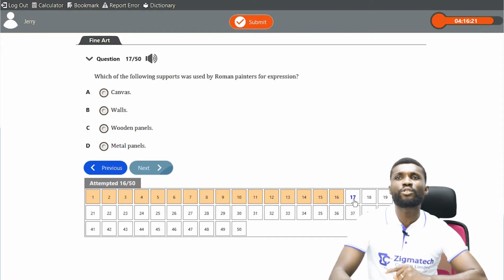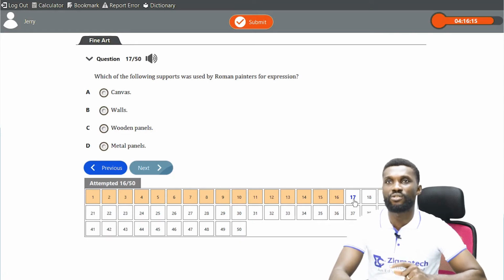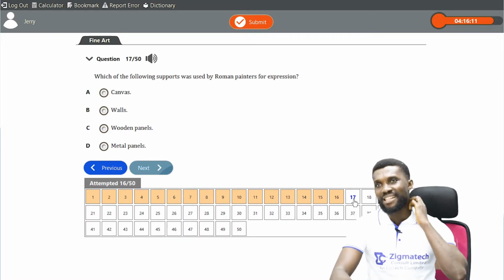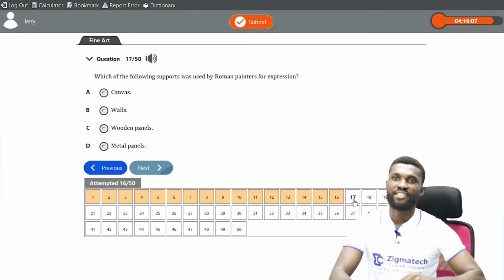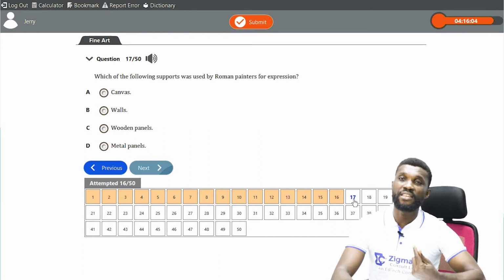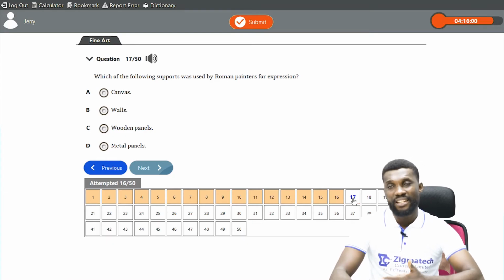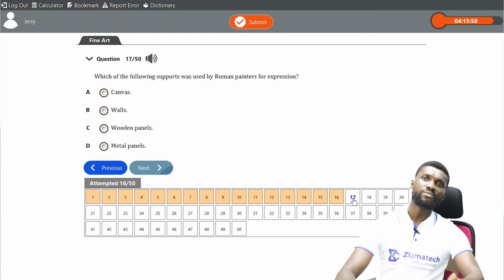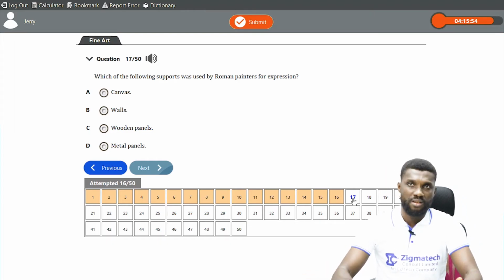All right, now which of the following supports was used by the Roman painters for expressions? Which of the following supports was used by the Roman painter for what? Expression. A. Is it canvas? B. Is it wall? C. Is it wooden panel? And D. Is it metal panel?